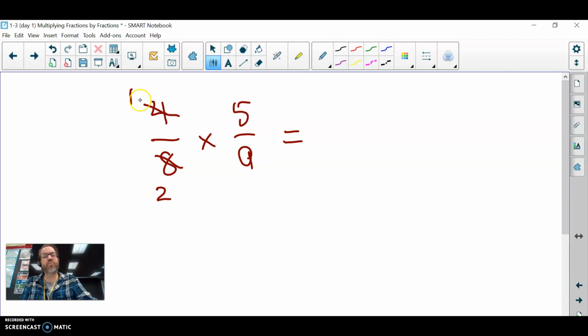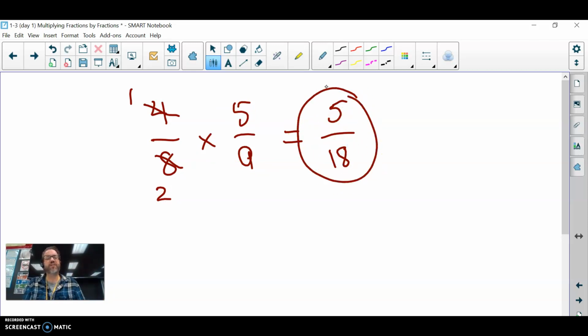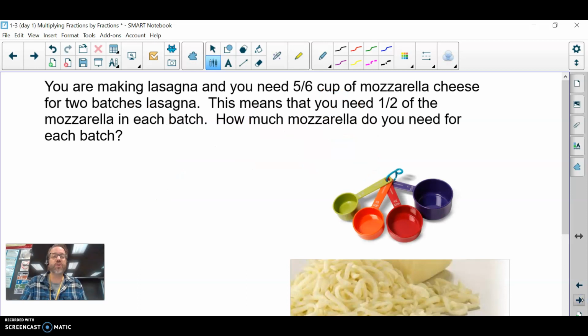And so now I have 1 times 5 is 5 over 2 times 9, which is 18. That's my final answer. Actually, when you're simplifying and they both happen to be in the same fraction, you're actually just simplifying that fraction. So yes, absolutely, you can do that. They do not have to be diagonal from each other, okay? You can do that when they're one right above the other. All right, one last example.